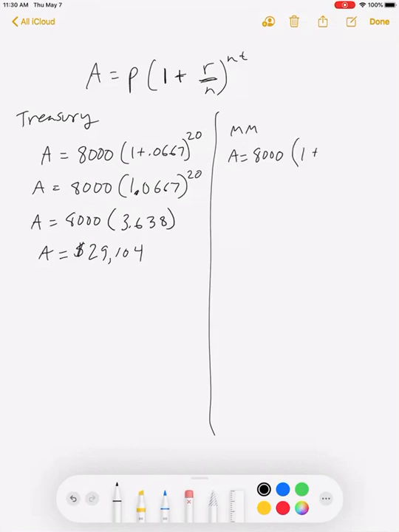So here we have 8,000, 1 still there, and then we're going to take our interest rate, and we're going to say we're only going to get a 52nd of that, but we're going to get it 52 times a year for 20 years. So that's where the 52 and the 20 come from. So you can plug all that into your calculator and see that you get 8,000 times 1 plus 0.00125, and that's to the 1,040 power.